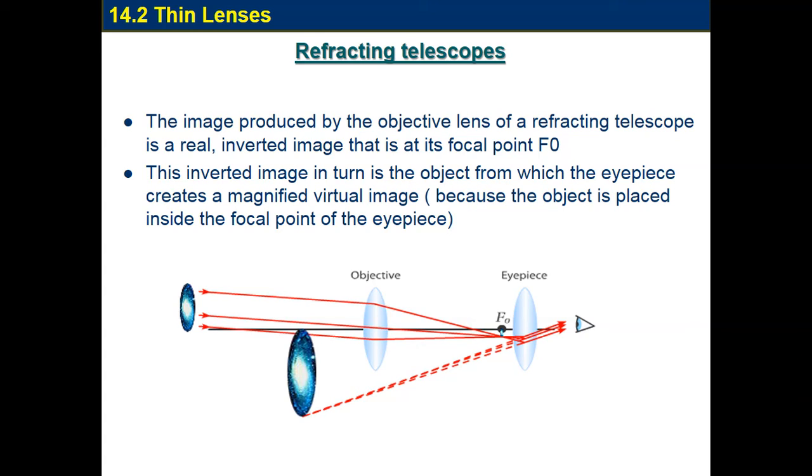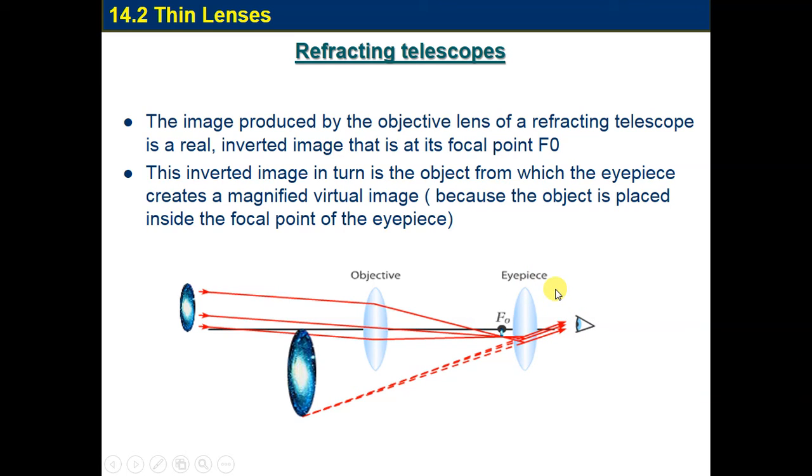When parallel rays pass through a converging lens, they bend inward and meet at the focal point. See, FO. What does FO mean? It is the focal point of the objective lens. So they meet here. They make a small, point-size image. This is the image produced by the first lens in a telescope, which is called the objective lens. Where are we looking from? We are looking from here.